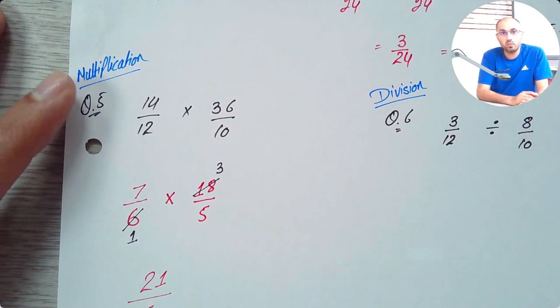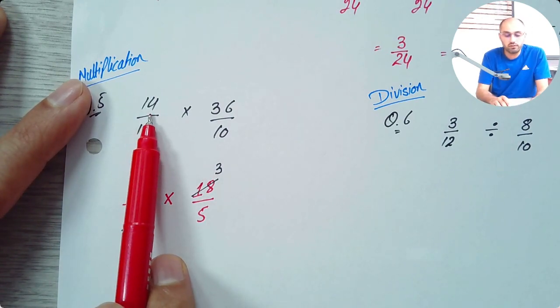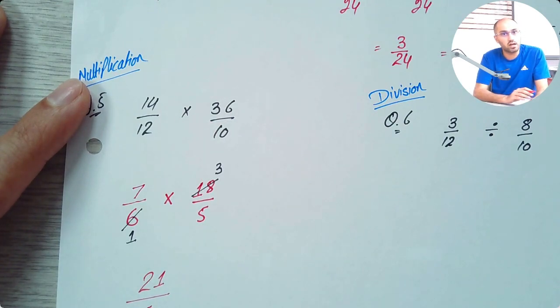Now, this method will make your life easier and you will be able to solve questions involving fractions more quickly. So make sure you simplify fractions because it's much harder to multiply 14 with 36. Even I can't do that in my head.